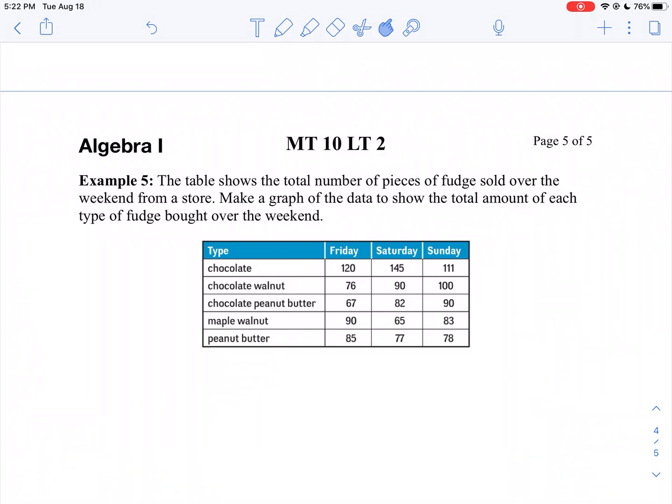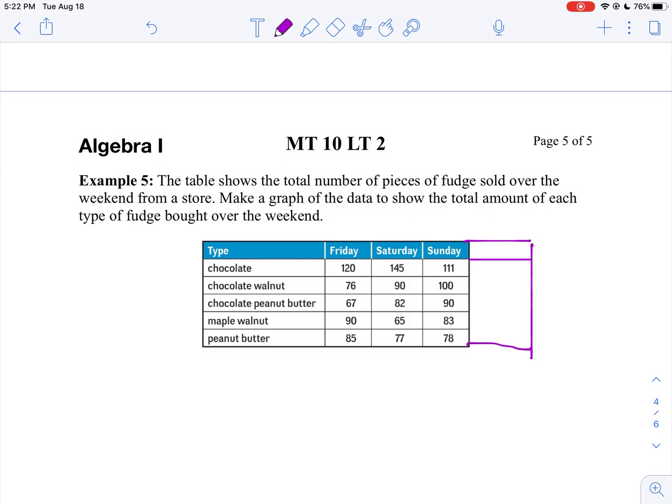On example 5, it says the table shows the total number of pieces of fudge sold over the weekend from a store. Make a graph of the data to show the total amount of each type of fudge bought over the weekend. So we're going to add another column like we did before, but this time it's not going to be cumulative. It's just going to be the total for each category.